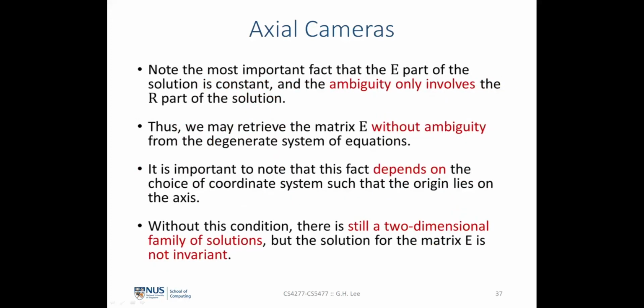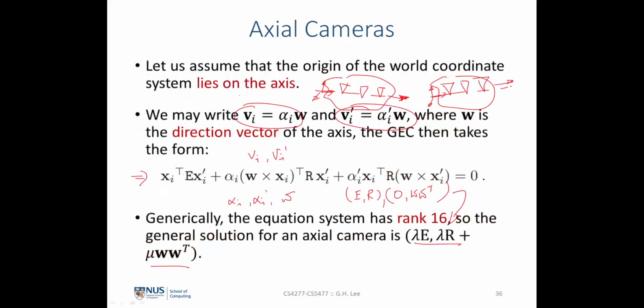Now, what's interesting here is that we can also see that in this particular case, the ambiguity only lies in the R part of the solution, which can be seen here. So E here can still be determined up to a certain scale, but R here, we will have a family of two parameter solution where there's an additional component over here. So in contrast, compare this with the previous case of the central projection camera, where we have the solution to be lambda E and lambda R plus mu of I.